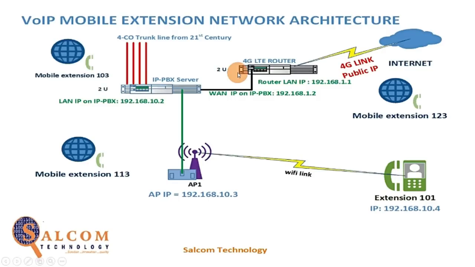The router actually assigns an IP address to the extension, so we can give it a static IP address. So this is how it is connected. That means that extension 101 is connected with the PBX using the wireless infrastructure.